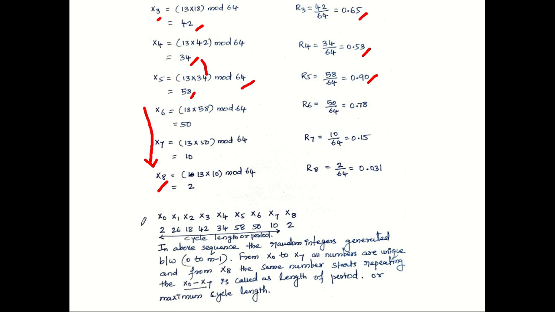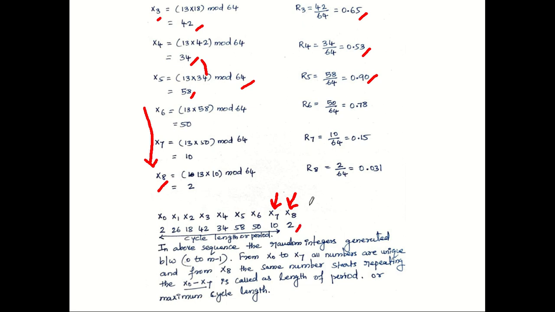Here we have listed all the generated random numbers in a sequence. One thing you can observe is that the random numbers from x0 to x7 are unique. The same number is not repeated here. After x7, the x8th number is again repeated here.